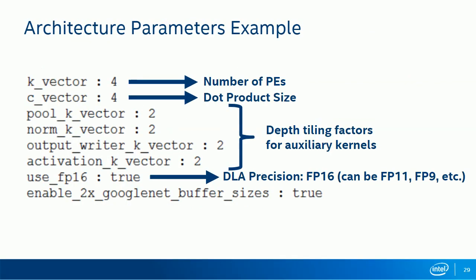Here's an example of the global settings in the architecture parameter file. Set the C vector, the K vector for specific auxiliary kernels, and the precision.